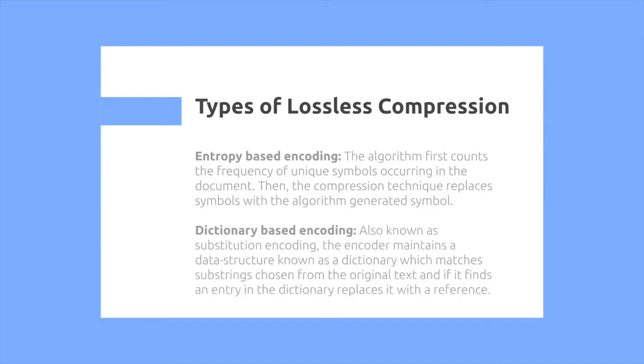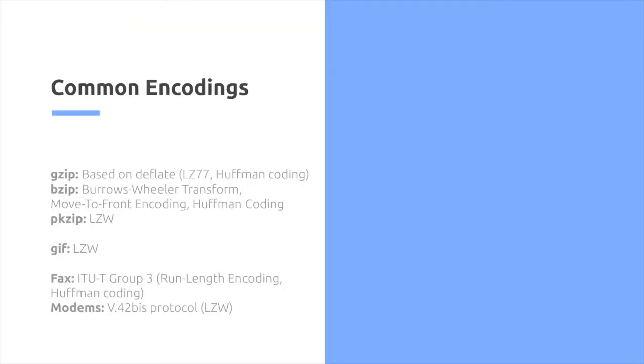In contrast, dictionary-based encoding, also known as substitution encoding, is where the encoder maintains a data structure as a dictionary, which matches substrings chosen from the original text, and if it finds an entry in the dictionary, it replaces it with a reference to that. An example of dictionary encoding would be the static table in HPACK or QPACK.